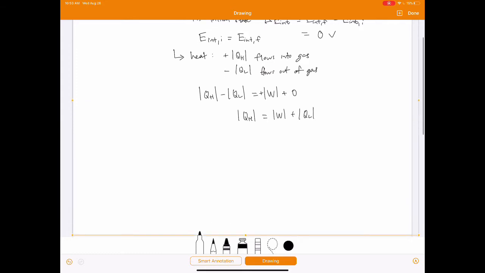So the way you interpret this is, look, at some point, you put some heat into the gas. And what does the gas do as a result? Well, the gas does some work. But that's not all. The gas also has to give off some heat to the environment. It has to give off this exhaust heat, and that's QL. So in terms of what you put in, QH, two things happen. The gas does work, and it also gives off some exhaust heat. That's how you interpret this.